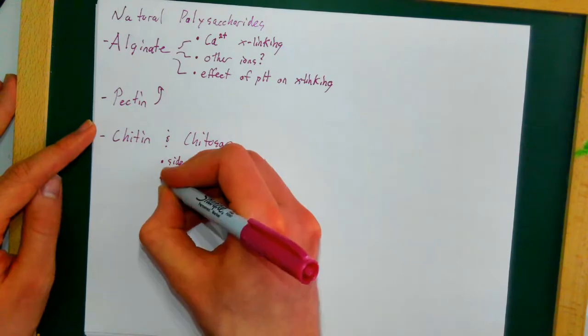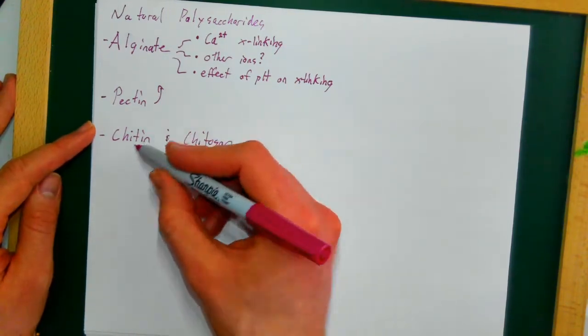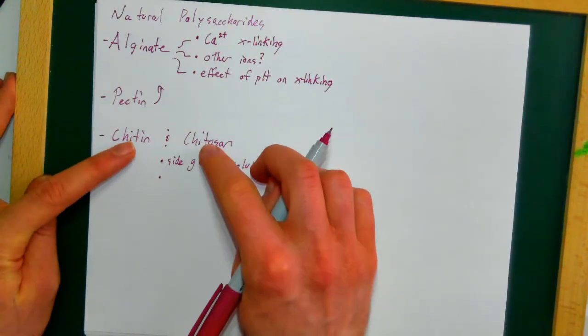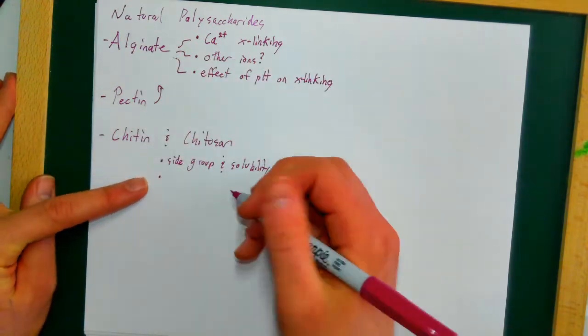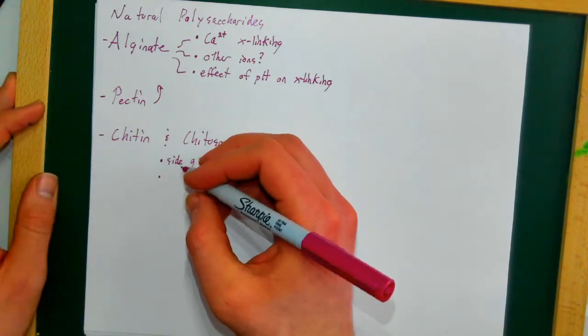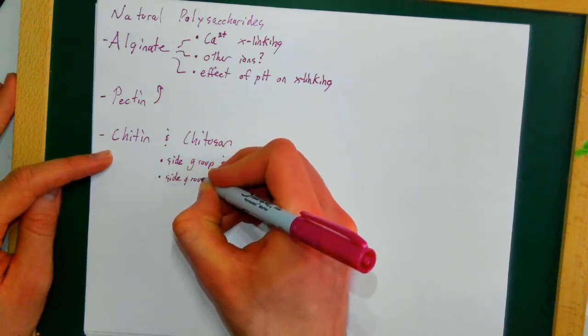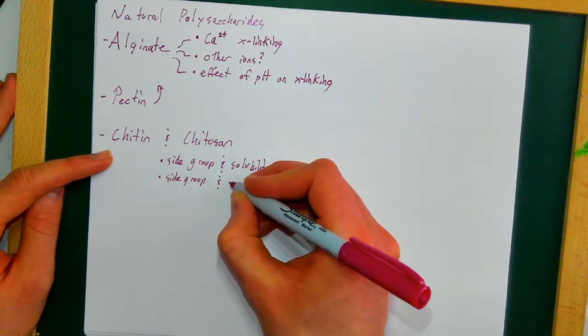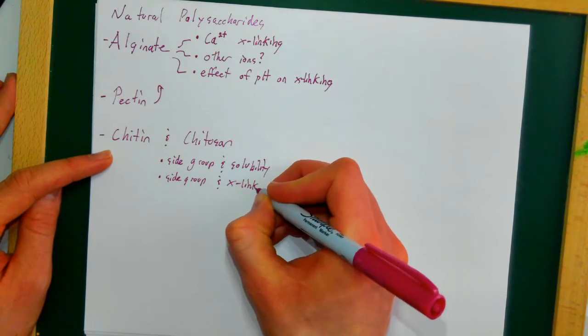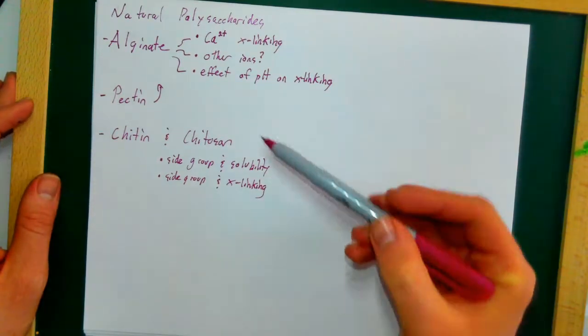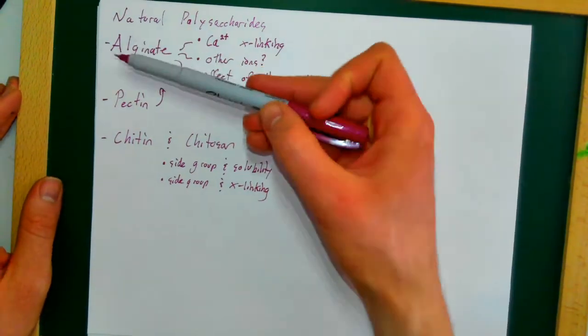So solubility. And we'll also talk about how different side groups on chitin and chitosan, for example, compared to alginate and pectin, affect the cross-linking process. So side group and its effect on cross-linking. So without further ado, let's talk about alginate.